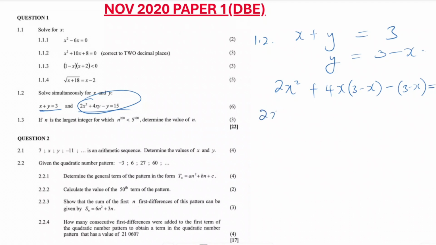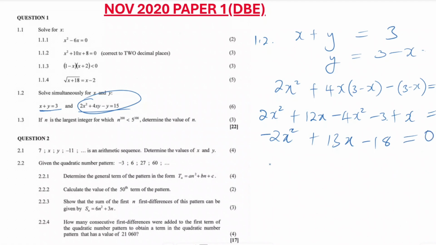This is going to be 2x squared plus 4x times 3, that is going to give us 12x. 4x times minus x, which is minus 4x squared, then minus 3 plus x is equal to 15. Then terms in the same degree, they'll add each other, which are like terms. 2x squared minus 4x squared, which is going to give us minus 2x squared. 12x plus x, which is 13x. Then minus 3, we take 15 to the left, that's going to be minus 3 minus 15, which is going to be minus 18, is equal to 0, like this.